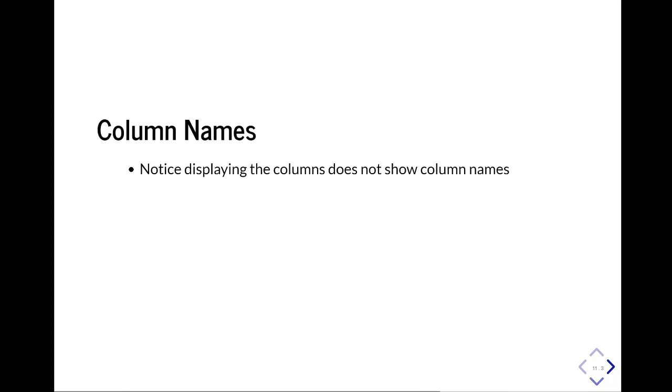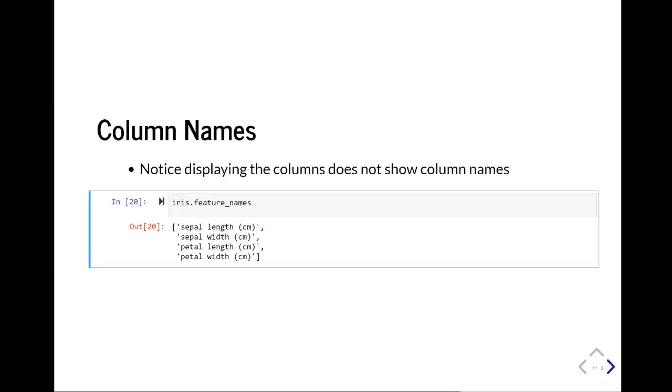The column names don't show when you print it out, but we can get this information off of an array by doing feature names on there, and it brings back the names that are in there. So we can see the various information, and they give us some additional information besides the name, that it's in centimeters.